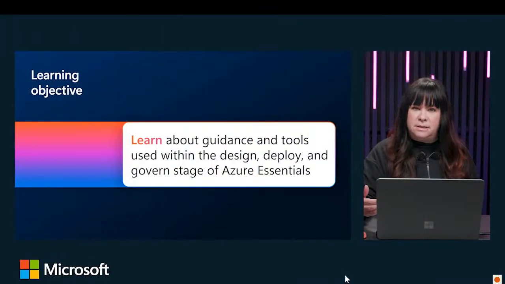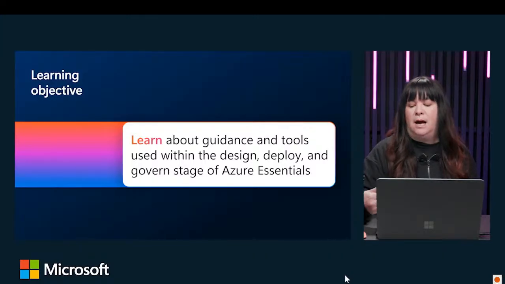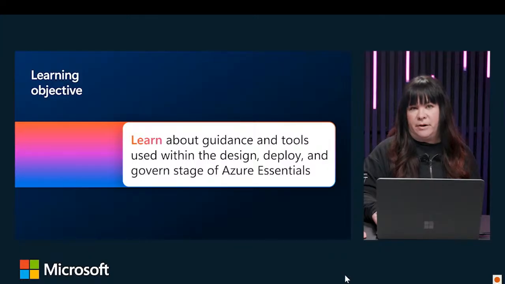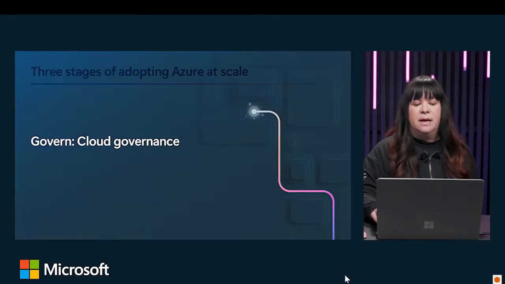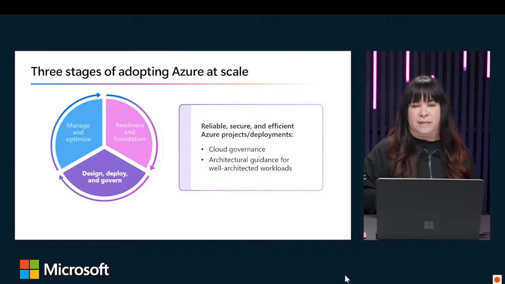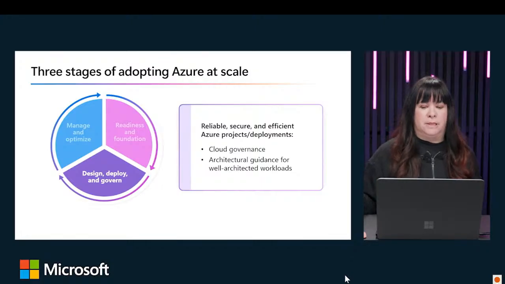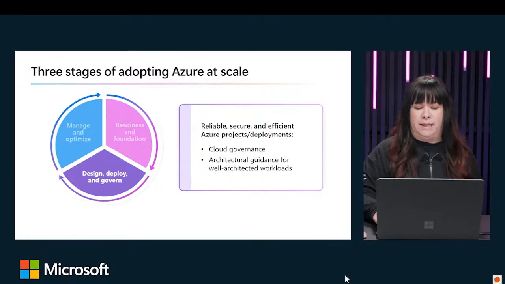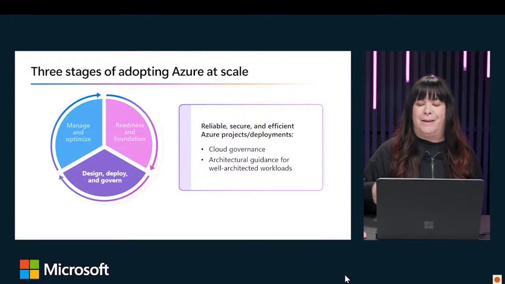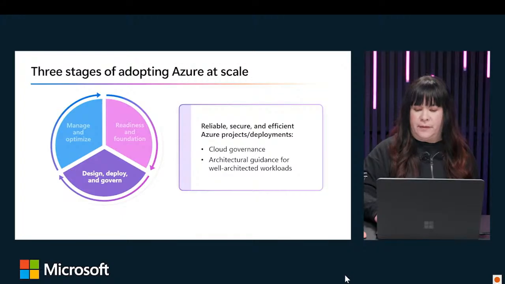In this section, we're going to talk about designing and governing well-architected workloads. We're going to talk about the guidance and tools you can use, and this is all within the design, deploy, and govern stage of your Azure Essentials. So the 3 stages of adopting Azure at scale, we've already seen this slide a couple of times. Now we're into the design, deploy, and govern stage, and with this, we're going to talk about governance, and what architectural guidance we can use for that.